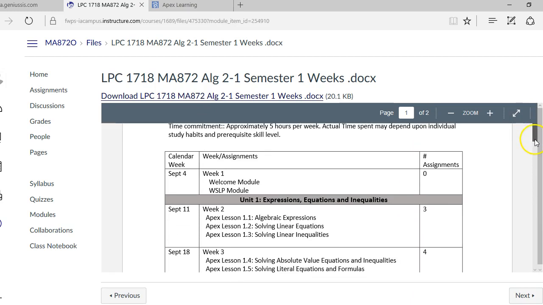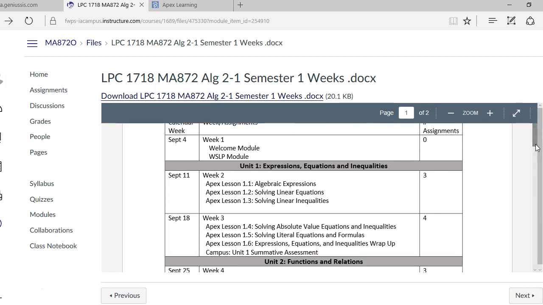So let's look at what is due for the first week of content, which is the week that starts September 11th if you started school with us at the beginning of the year. You will notice there are 3 Apex lessons to complete in week 2 of your math class. 3 assignments to complete, an assignment for each of these lessons. So let's go into Apex and we will find Apex Lesson 1.1 and look at the components of Apex lessons.